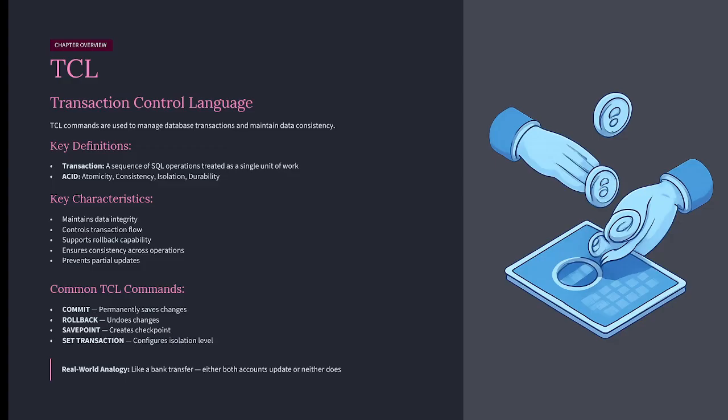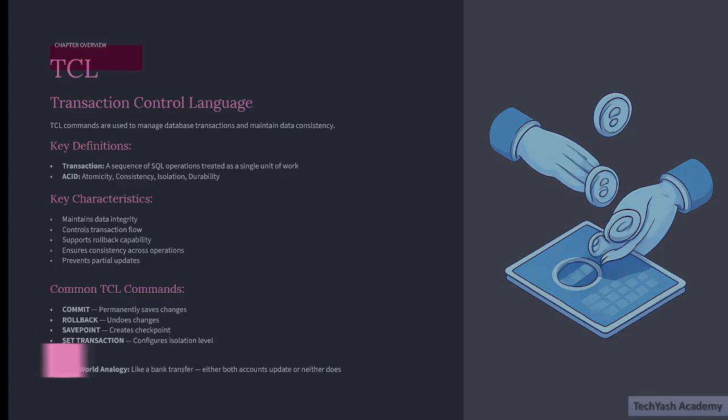It will maintain data integrity, control transaction flows, support rollback capabilities, ensure consistency across the operations, and prevent partial updates. So we have the commands called commit, rollback, savepoint, and set transaction. Commit permanently saves the changes, rollback undoes the changes, savepoint creates checkpoints, and set transaction configures the isolation level. In a real-world analogy, you can think of a bank transfer: either both account updates happen or neither does.